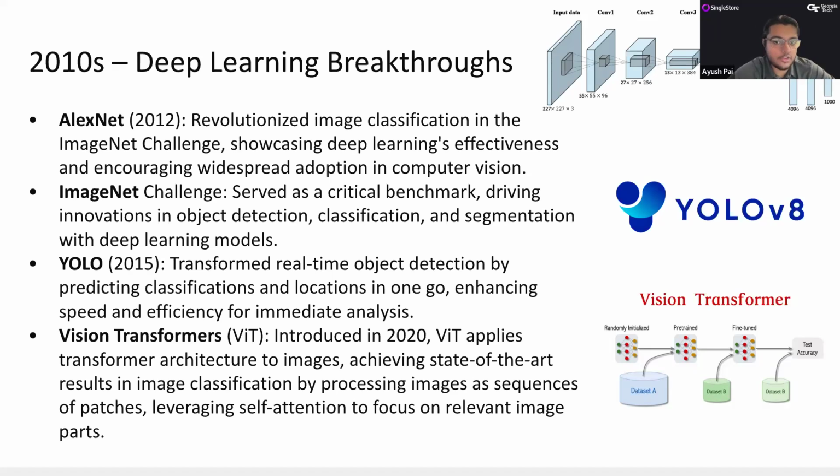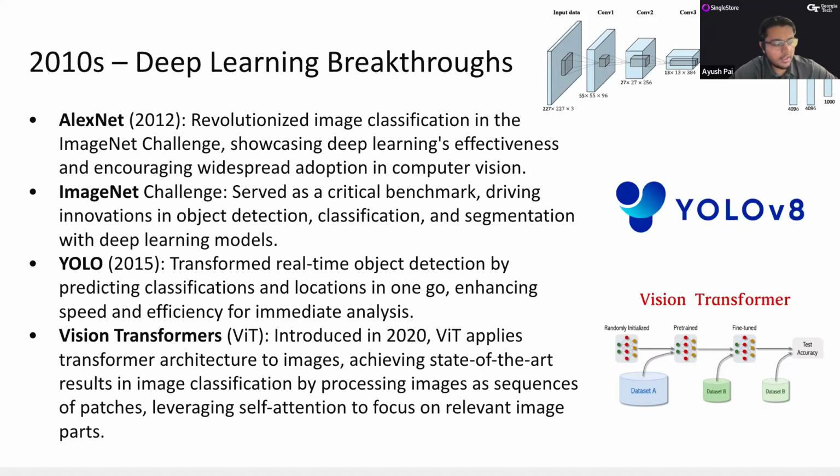And in 2015, the introduction of YOLO, which stands for You Only Look Once, transformed the real-time object detection industry. This approach unified the traditionally separate tasks of object localization and classification, and enabled the prediction of both aspects in a single forward pass of the network, which is a really big deal. It epitomizes what You Only Look Once means. It's only a single pass through the neural network, and it made object detection much more efficient, improved speed, and really allowed for immediate analysis of visual data.